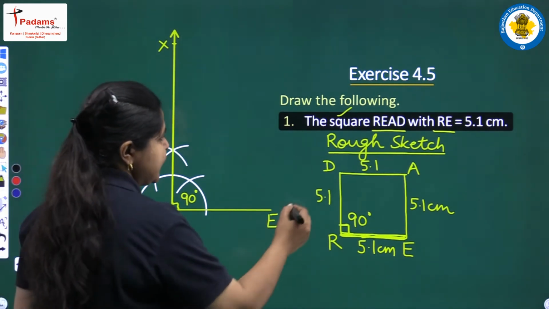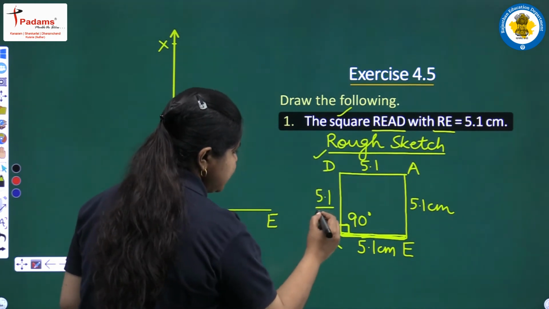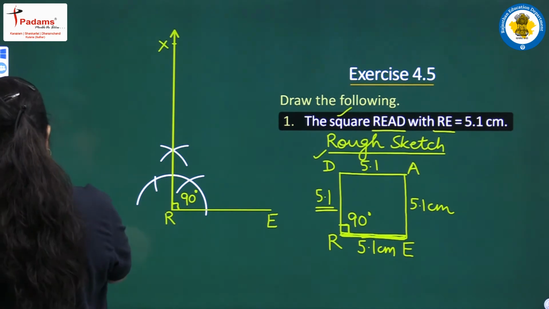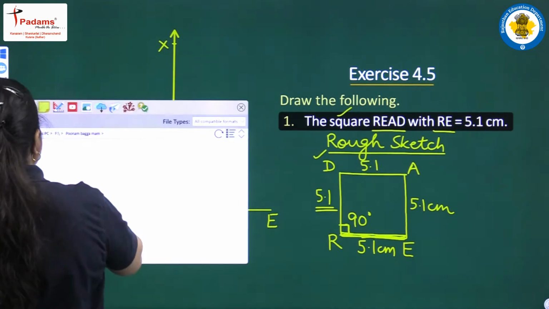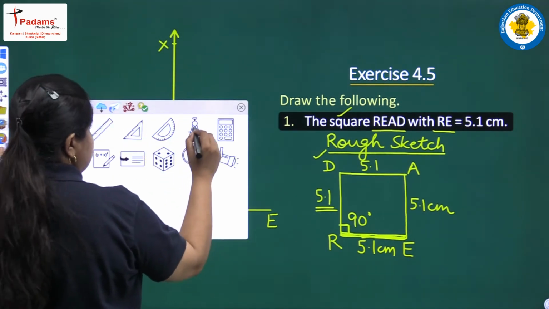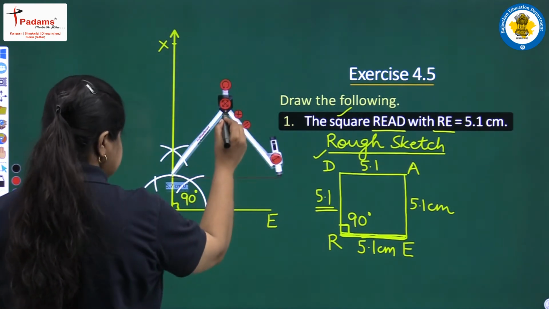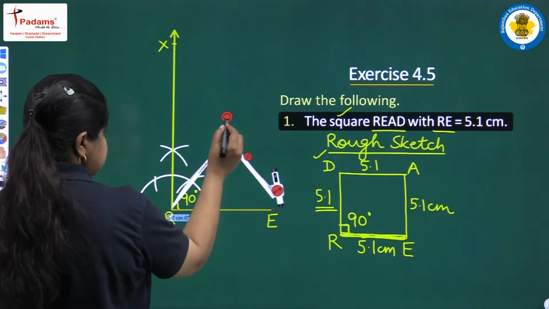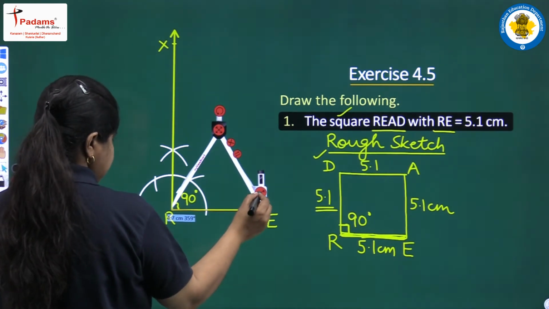Now we need to get this point D, and we know this distance is 5.1 centimeters. So we will take the center at point R and draw an arc of radius 5.1 and get this point D. Yes, we take the radius as 5.1.